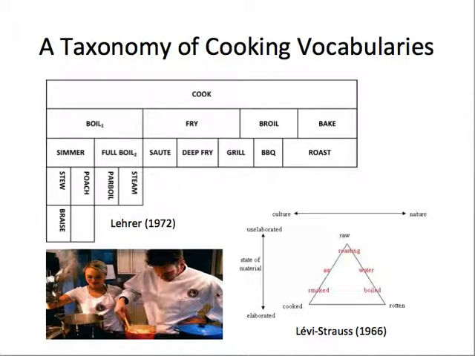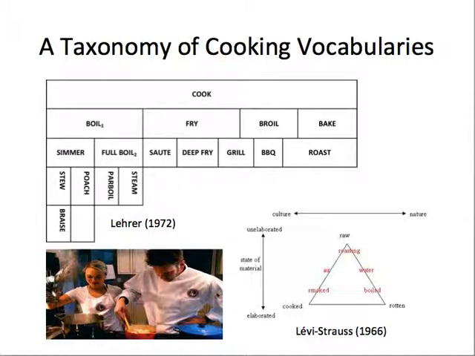Leach, in his article, tries to do a semantic mapping of cooking vocabularies. Here he's trying to look at the essential features of different ways of cooking. He starts with the broad term cook, and then reduces that to the hyponyms boil, fry, broil, and bake. Within those, he looks at simmer and full boil, and under fry, saute, deep fry, and grill. Grill goes a little bit under broil, and barbecue, and roast goes under bake. Then it gets even finer when we look at simmer: we can stew, we can poach, and we can braise.